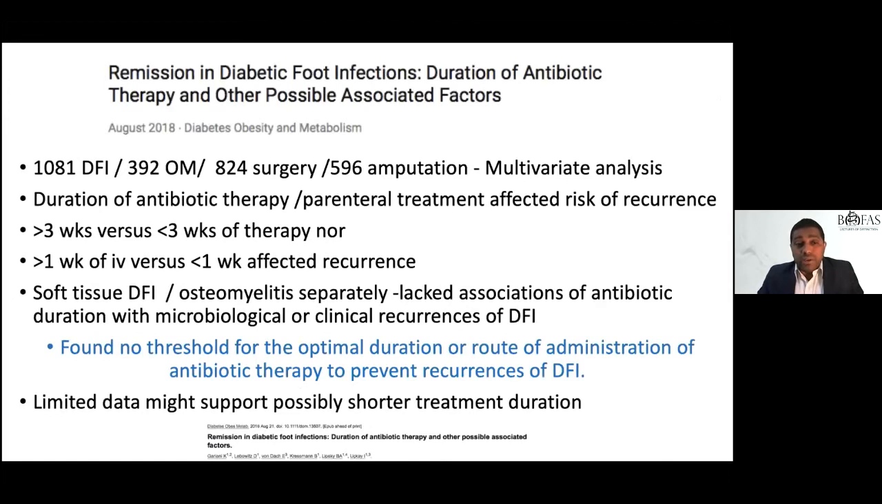So how long do you give antibiotics? There are lots of studies on this. There's a really good study, if anyone wants to look it up. They looked at over 1,000 patients and they found that there was no real threshold for an optimum duration or route of administration of antibiotics. In the sense, IV or oral does not make a difference. The length you give it for does not make a massive difference, provided that you're on the right therapy.